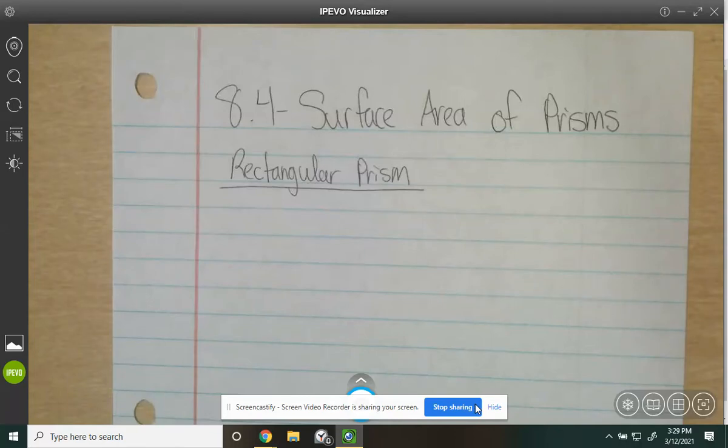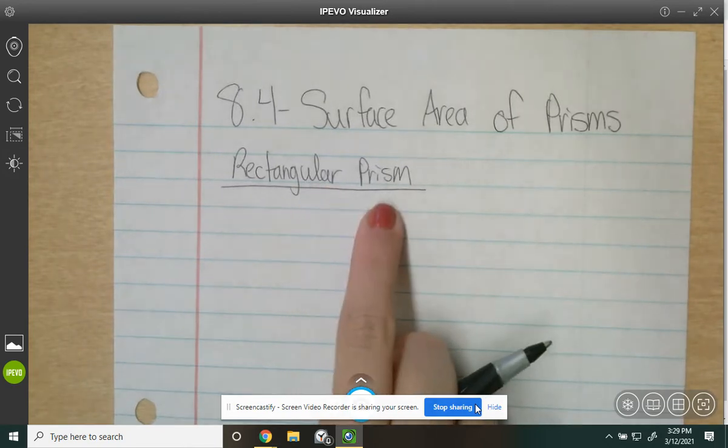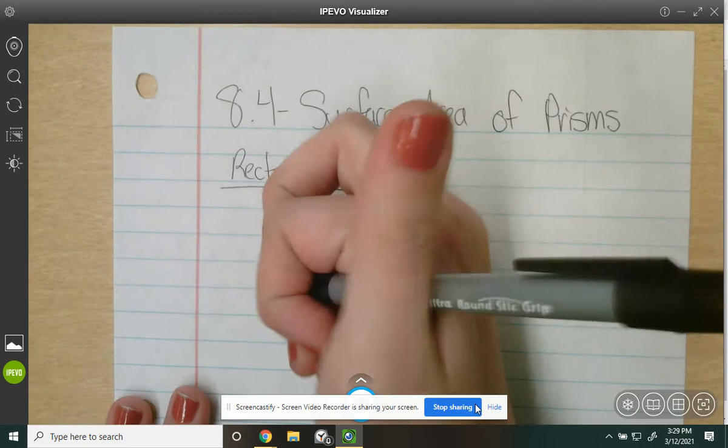Okay, so today we're going to talk about the surface area of prisms. Surface area is all about the area of the surfaces of your shape. We're going to talk about a rectangular prism first, so I'm going to show you how to draw one.